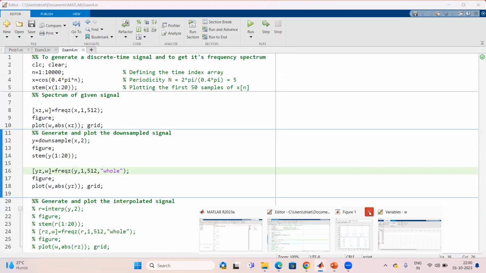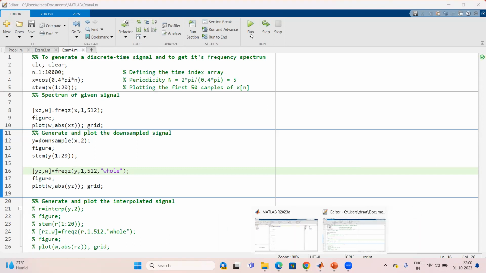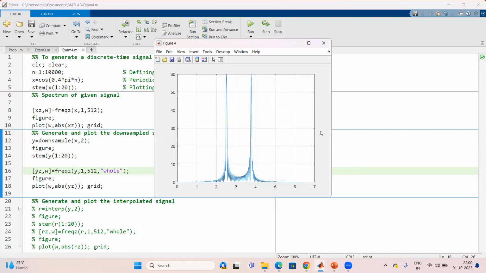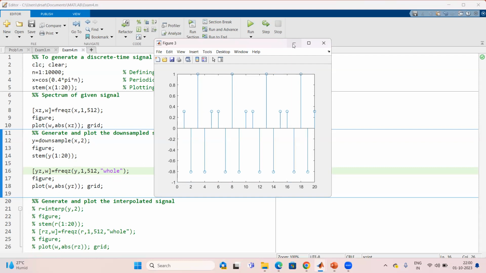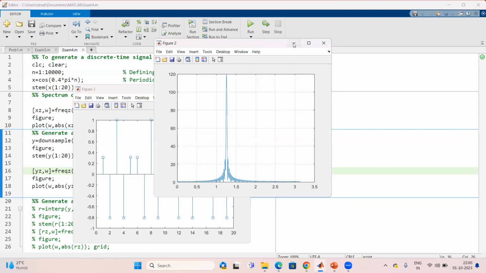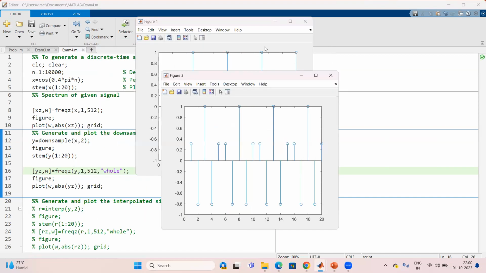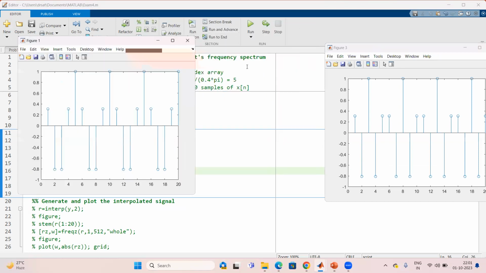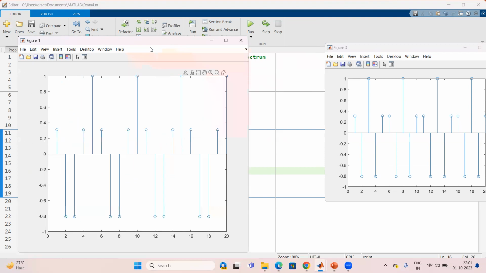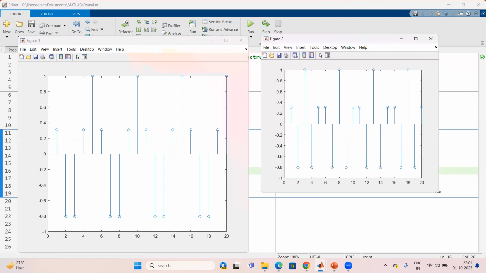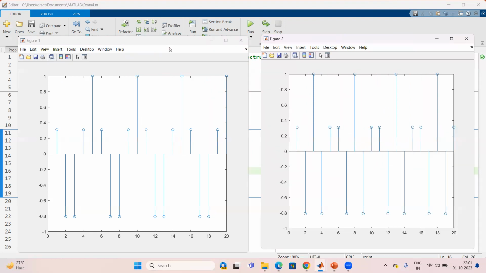So let me run this code. Now here you can first observe this. Let me show you these 2 results first: what is your downsampled signal in the time domain, and what was your original signal? Here you can see this original signal, and here is the downsampled version, so you can make a comparison between the two. What is the difference that we can analyze here?